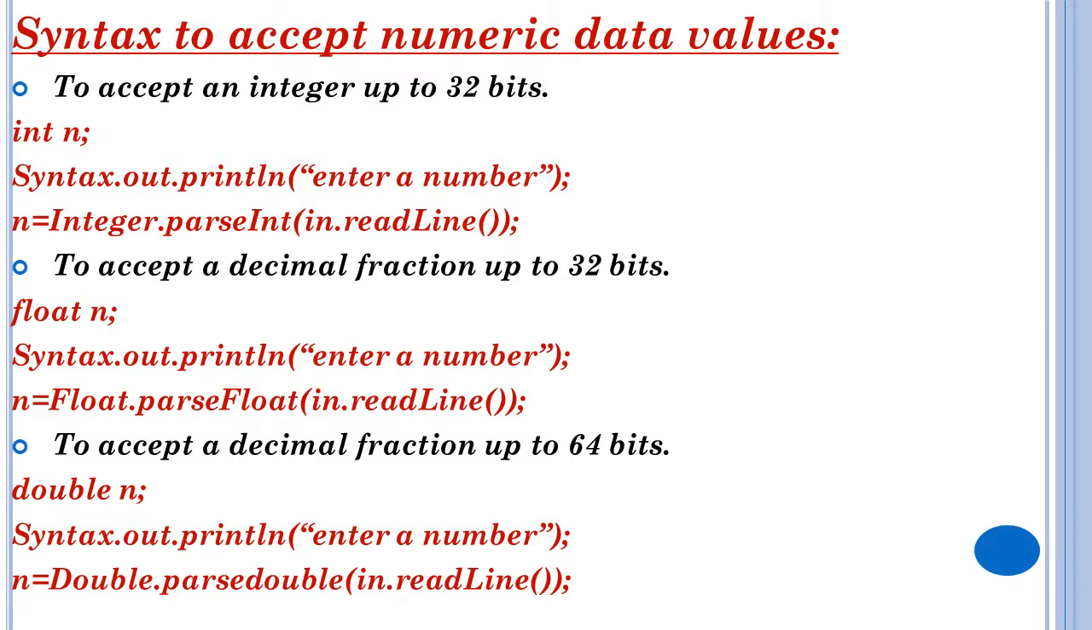The words Integer, Float and Double need to start with a capital letter. After parse we write Int, I needs to be a capital, Float, F needs to be a capital, Double, D needs to be a capital. And inside the bracket, readLine will be there, right? The Line needs to start with a capital letter, L should be a capital. This is about syntax to accept numeric data values.